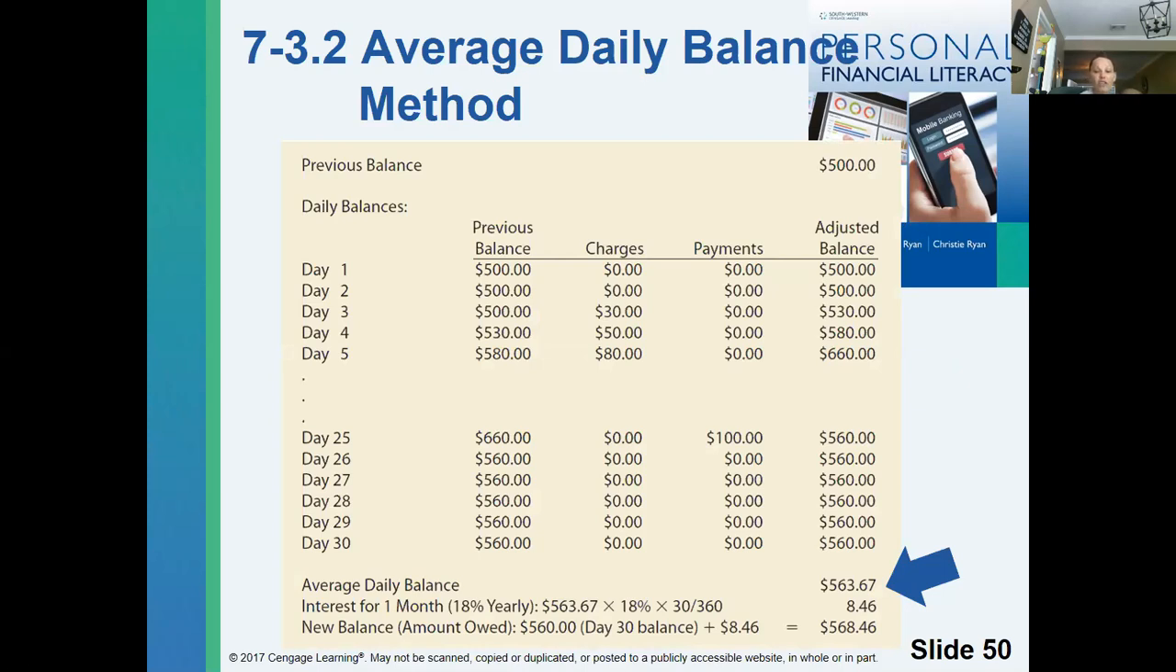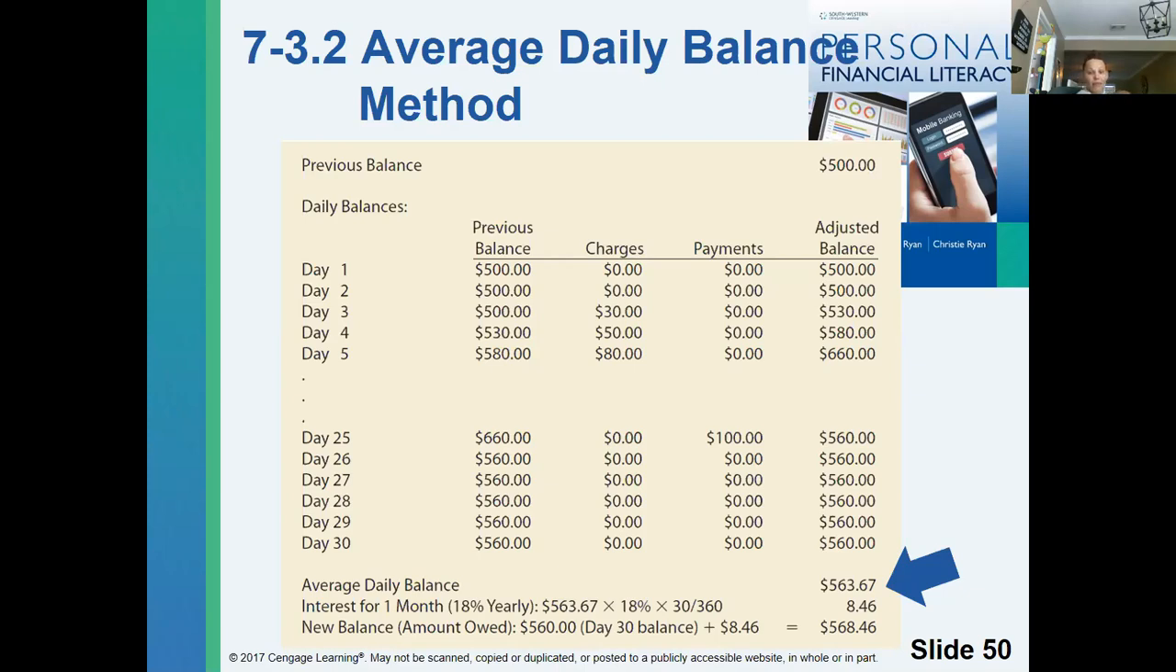So the average daily balance, they add 500, 500, 530, 580, 660. They add a bunch more 660s, right? For day 6 through day 24. Then they add the 560 for all of those days. They add it 6 times. Add all that up, divide by 30. That's the average. So you can see the average daily balance is 563.67.